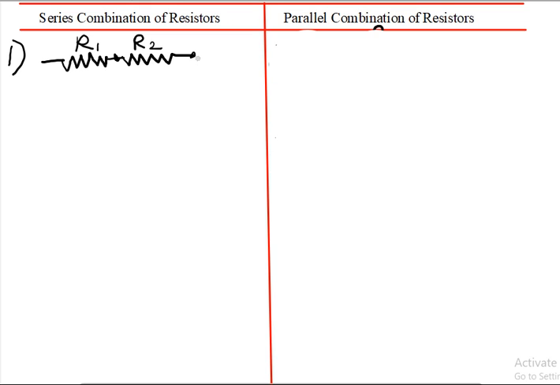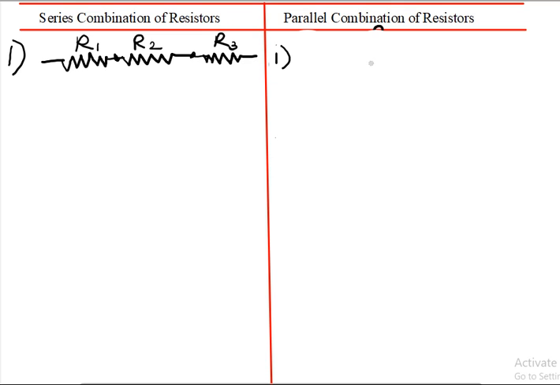Suppose there is again a third resistor, let that third resistor be R3. So between R2 and R3 there is a single common point. In this way, if the arrangement is there, then that arrangement is called a series combination of resistors.